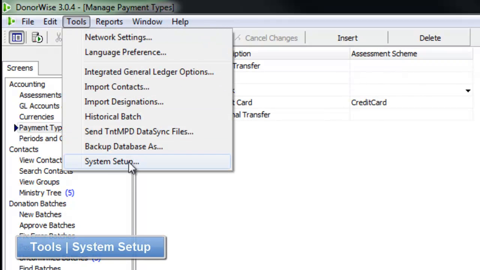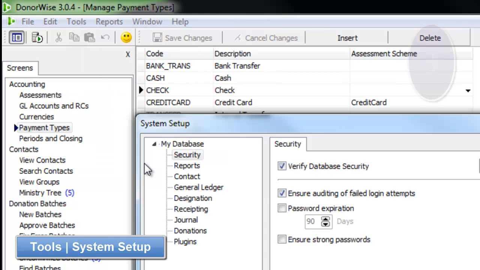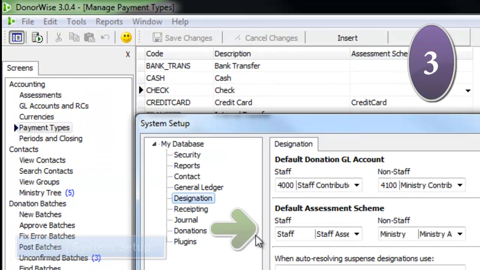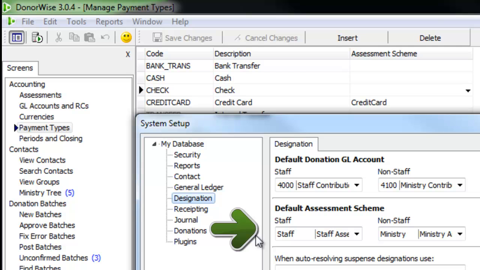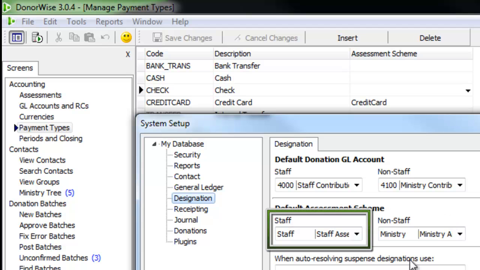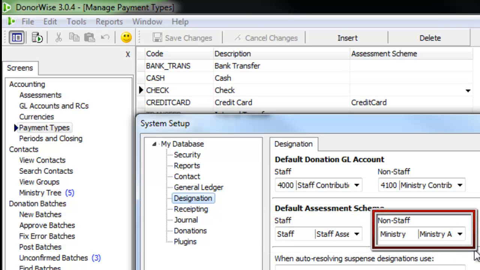Now there's 2 areas where we see assessments in the system setup. One is on the designation tab, and this is simply where the default assessment scheme is identified for staff and non-staff, or in reality for people contacts and for organization contacts. So this would be a staff person, non-staff would be a ministry project or some other fund that's not a person. And all this defines is the default one that's used when creating a new designation. I'll show you that in a moment.